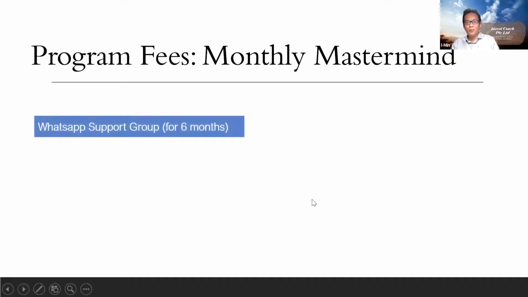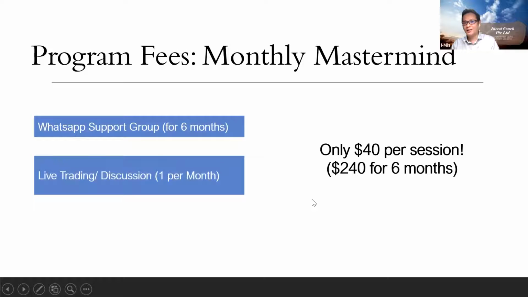For the mastermind program, as you can see here, we are not really trying to make money from this. You can see $40 per session. Think about this, only $40 per session. The only thing is we charge in a 6-month block. All you need is actually one trade idea that works, and your ROI can be 50, 100 times. So again, you can see we are not making money from here as well.